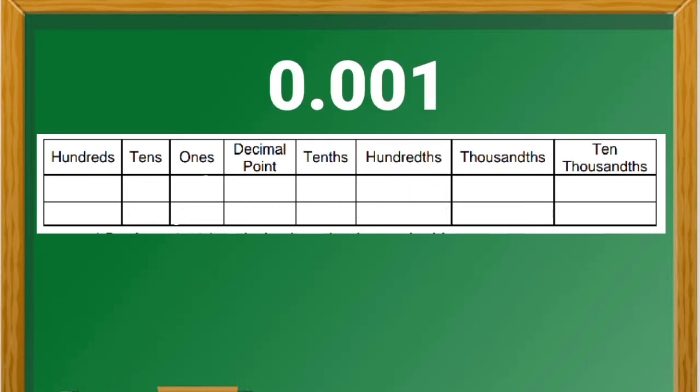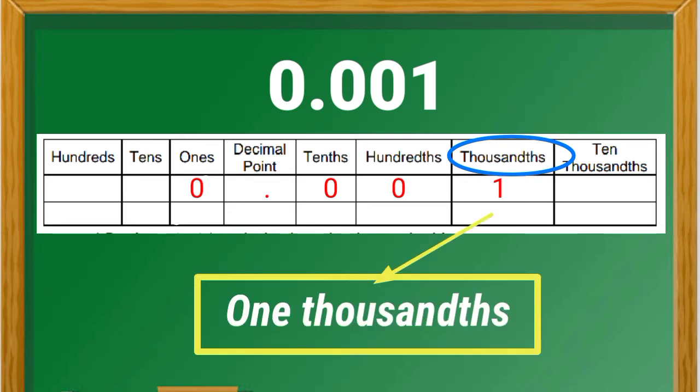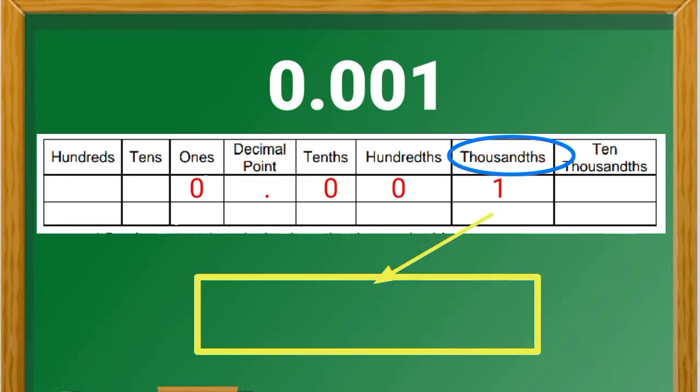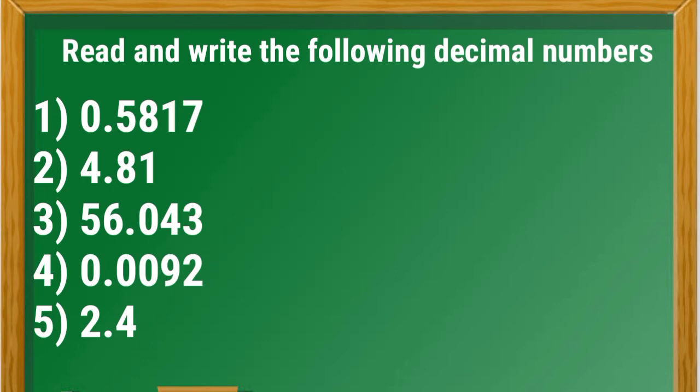Another one. We have this 0.001. How are you going to read this one? If we are going to put this one into a place value chart, this will be like this. And digit 1 is under thousandths place value. And this can be read as 1,000ths.